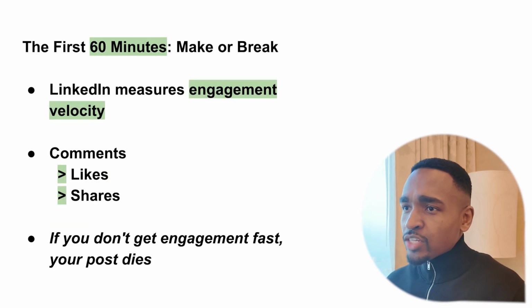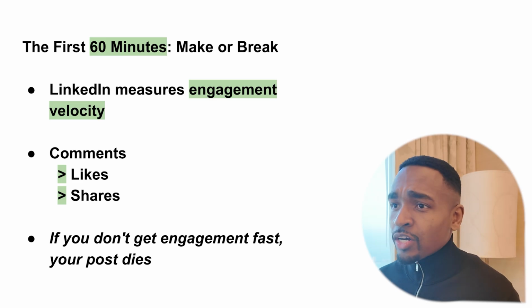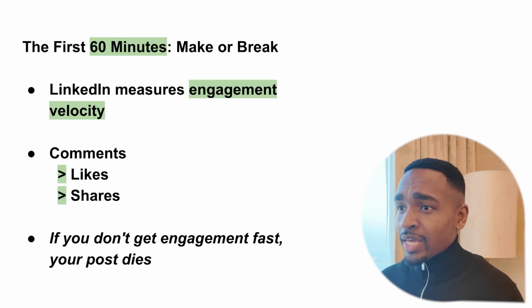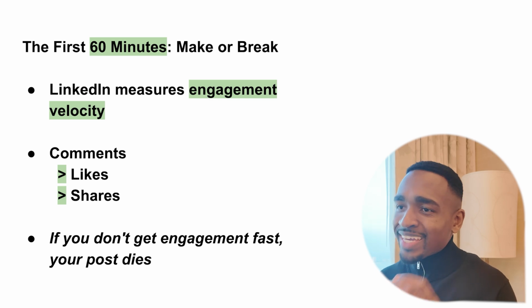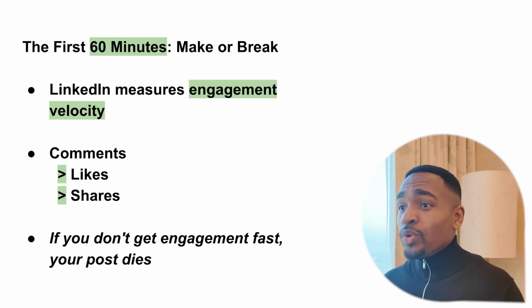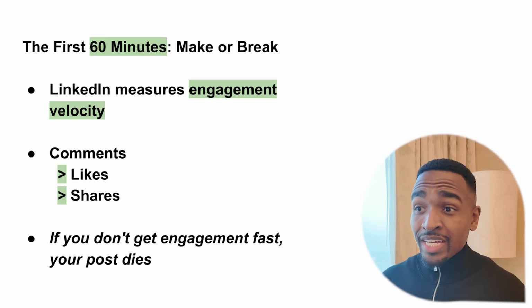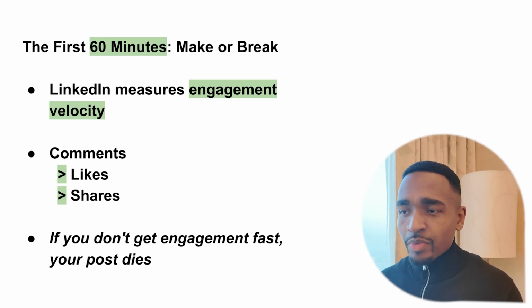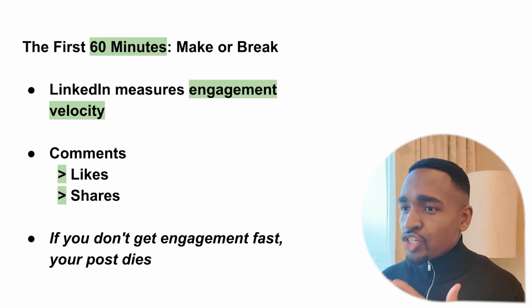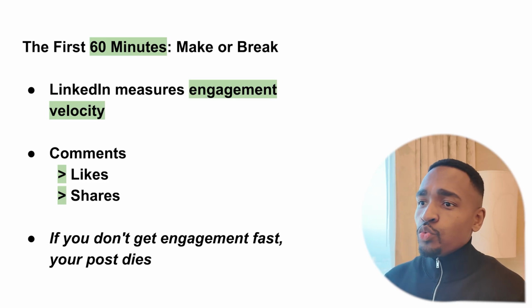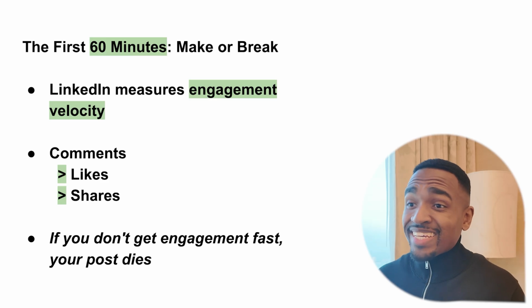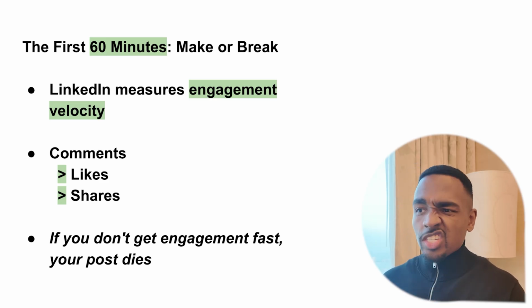Now, with all of that said, let's talk about the first 60 minutes in a bit more detail, because this is where most people end up losing the game. LinkedIn will measure what it calls engagement velocity. This is basically how quickly your post gets engagement after you publish it, because not all engagement is equal. Comments can be typically worth more than likes, and shares worth even more than comments. So if your post gets strong engagement in the first 60 minutes, especially comments and shares, LinkedIn basically says this is valuable content, let's show it to more people. But if your post gets weak engagement in the first 60 minutes, it basically says to LinkedIn, this isn't really resonating, let's just kill the reach.